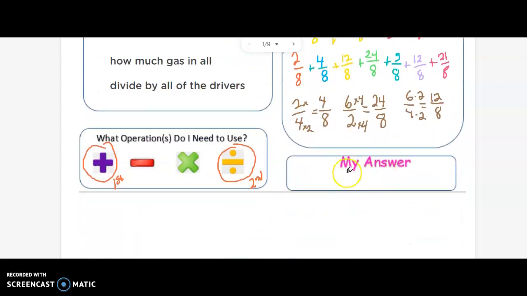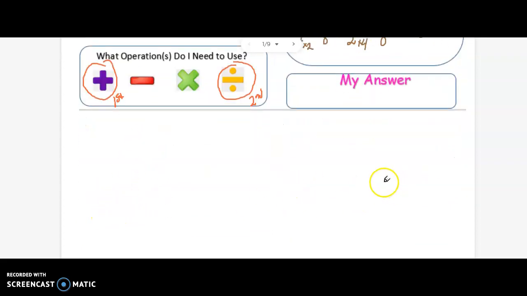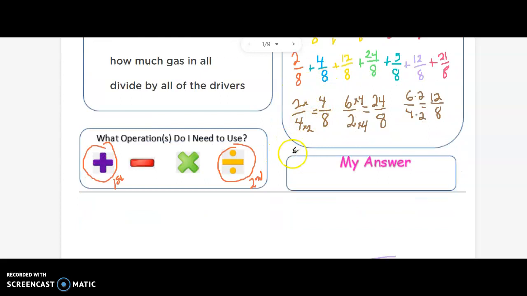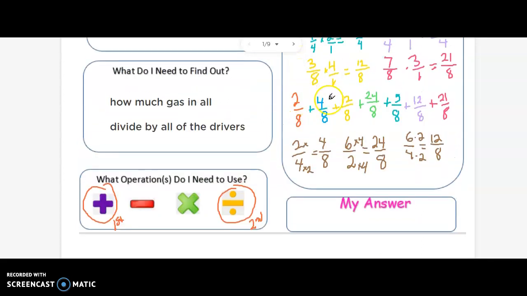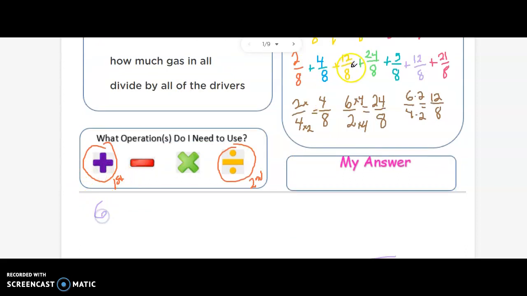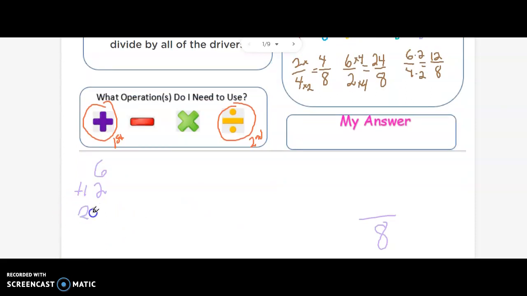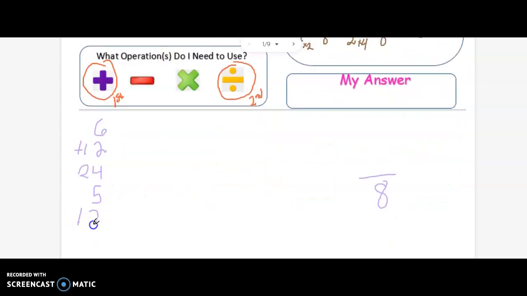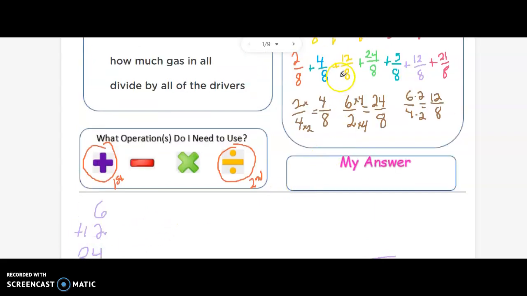And I know when I'm done, my denominator is going to be 8. Let's see what my numerator is going to be. I need to add 2 and 4. And if you can't do this in your head, it's okay to write things out. 2 and 4 is 6, plus 12. I did add these two up here together already, just so you know. That's how I got my 6.